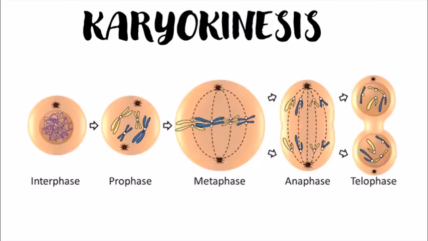Now the first step in mitosis is karyokinesis. Karyokinesis has 5 steps: interphase, prophase, metaphase, anaphase and telophase. Interphase is called the resting phase. In this, the cell prepares itself for cell division. In this phase, the chromosome number doubles up, that is, it replicates itself.